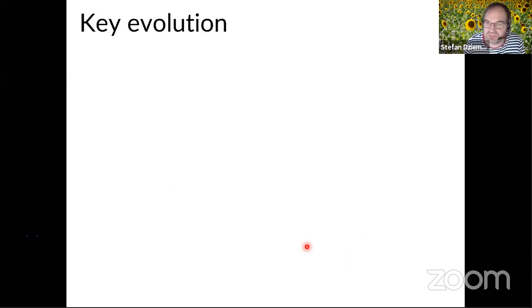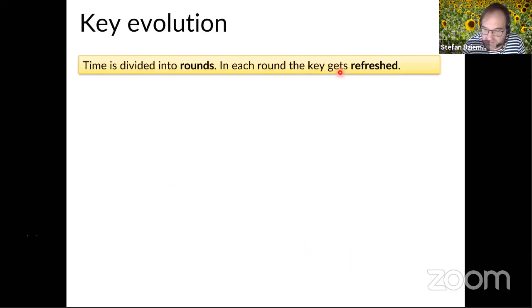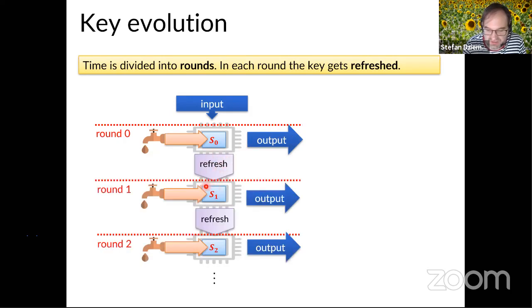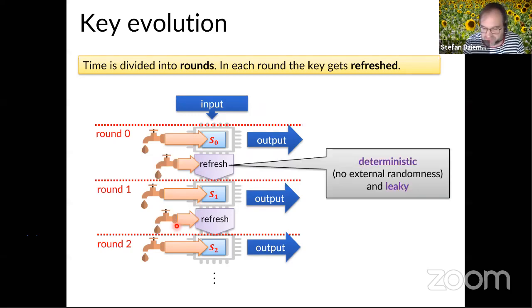So what is key evolution? The time is again divided into rounds and the key gets refreshed. You have input and something leaks in round 0, you get some output, then you get refreshing of the key, then you have the next round and refreshing, output and so on. So whatever leaked earlier doesn't help, because the key gets refreshed. The key point of our refreshing was that it was deterministic, so there was no external randomness, and it was leaky. You could also assume that it leaks.